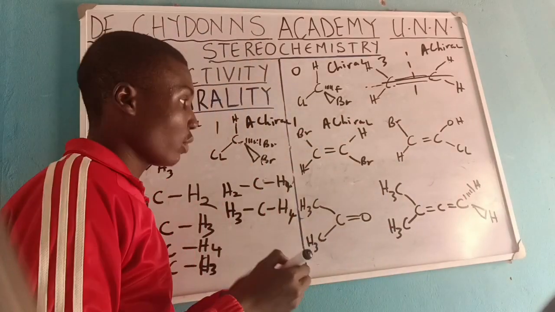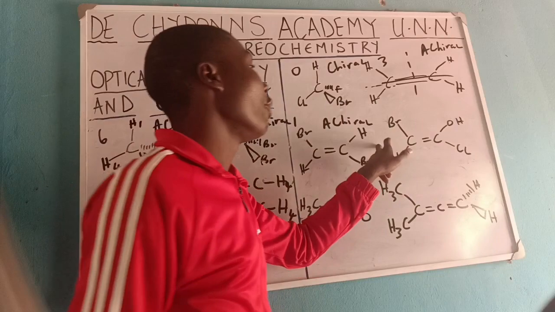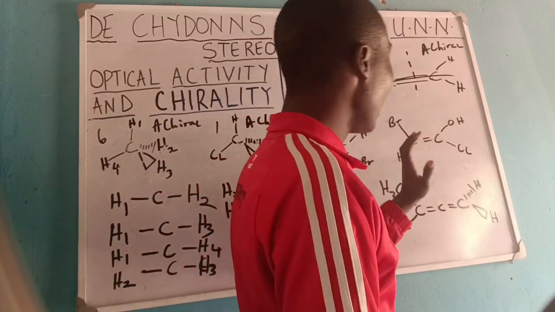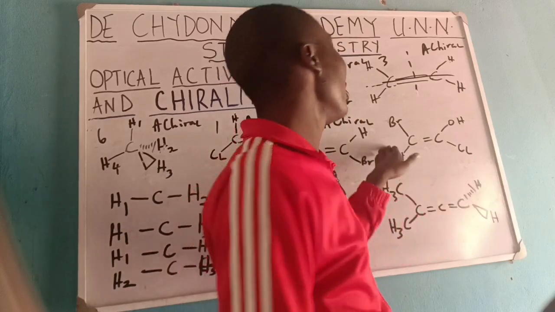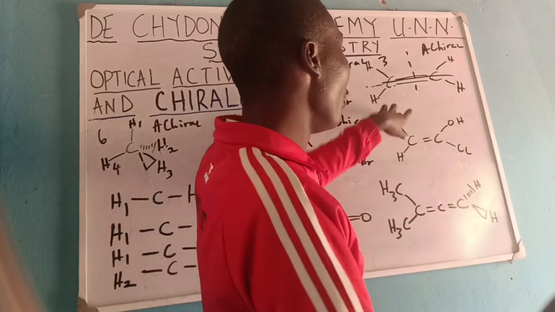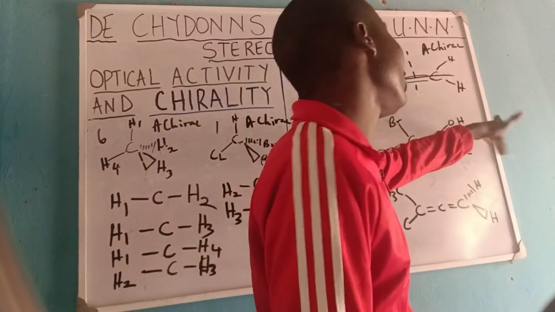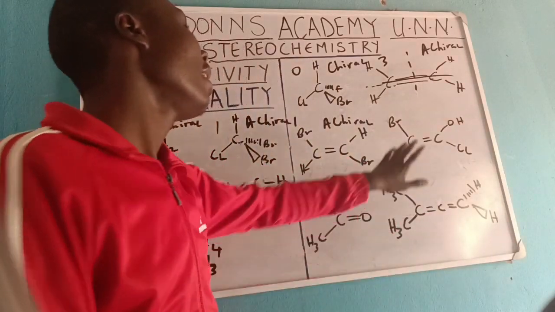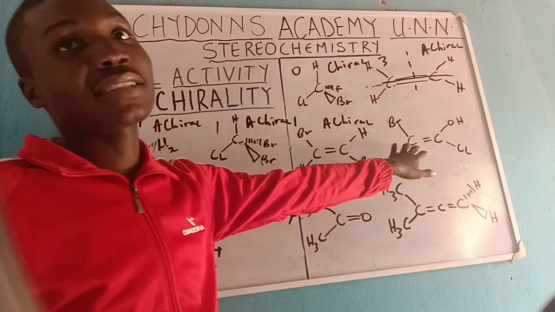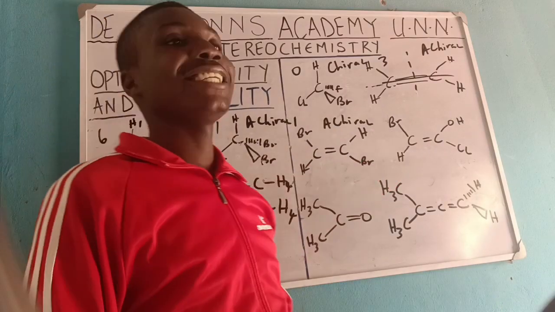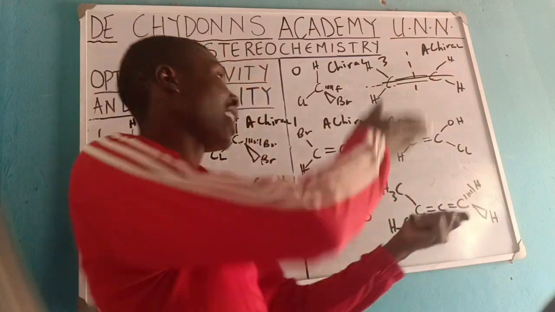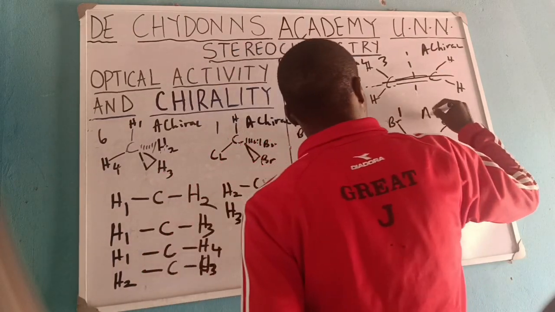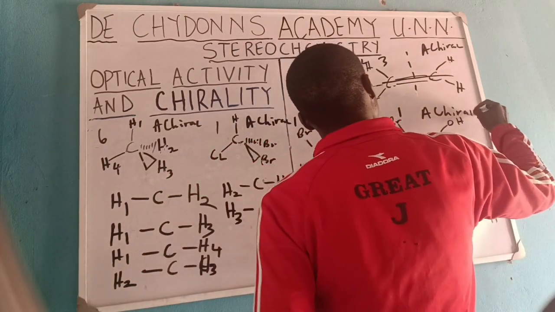Now let's look at this particular one also. We don't have a plane of symmetry here because bromine is not hydroxyl group and hydrogen is not chlorine. We don't have a plane of symmetry here because bromine is not hydrogen and hydroxyl group is not chlorine. But we have one plane of symmetry because this is on a flat surface, and that plane of symmetry is external plane of symmetry that's going to slice through it. So it has one external plane of symmetry. By implication, this molecule is achiral.